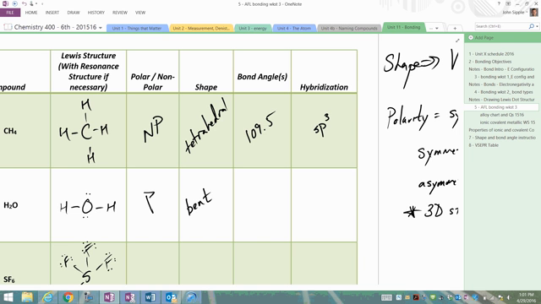All right. Now, when it comes to the bond angle here, I would say that the bond angle between our two hydrogens is less than 109.5. Why less than? Why would I call it less than 109.5?